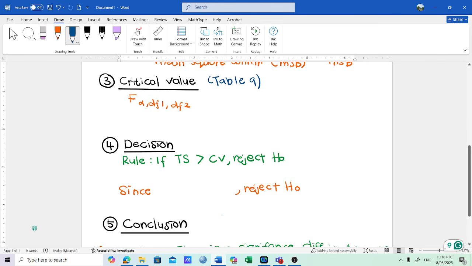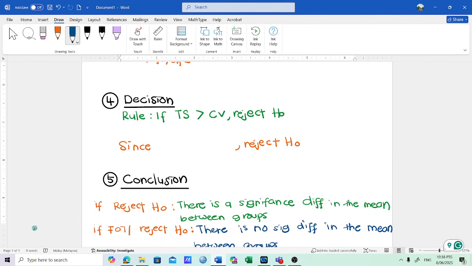And then step number 4 is the decision. For ANOVA, we have only one rule: if the test statistic is greater than the critical value, then we can reject the null hypothesis. For example, if our F, which is our test statistic value, is equal to 8.31, and our CV from the table is 6.59. This is just an example.